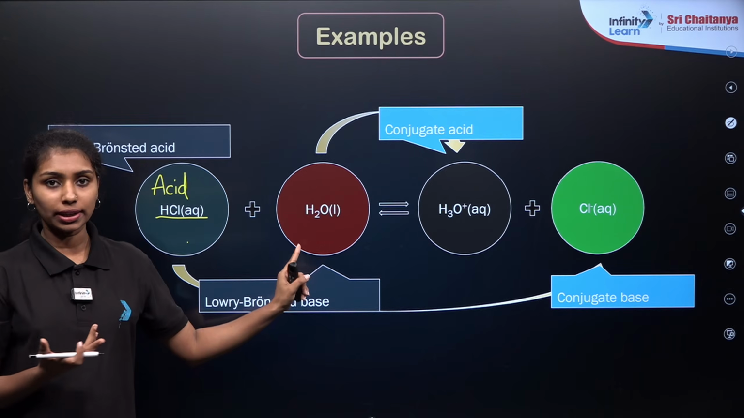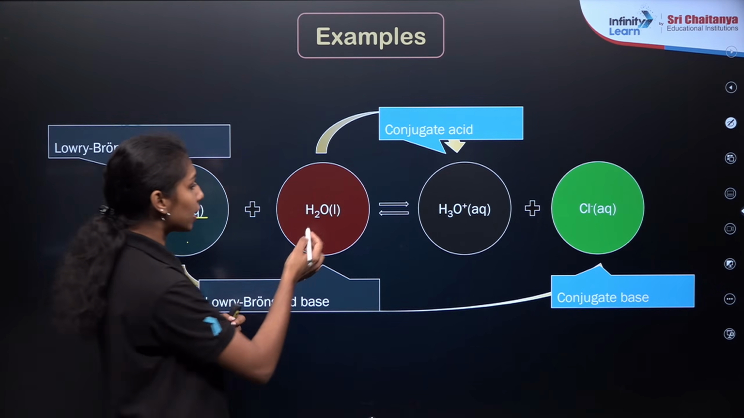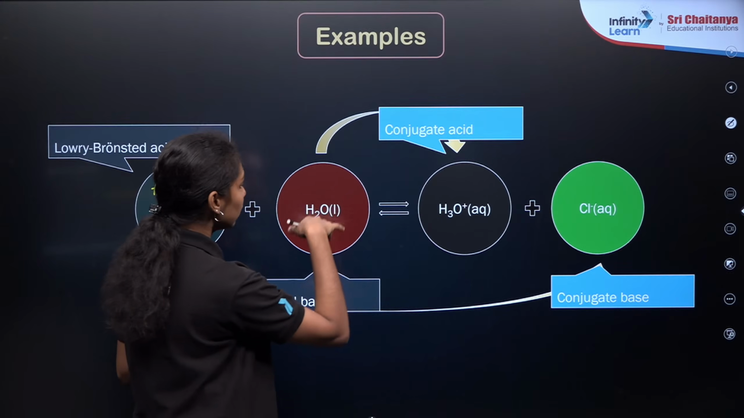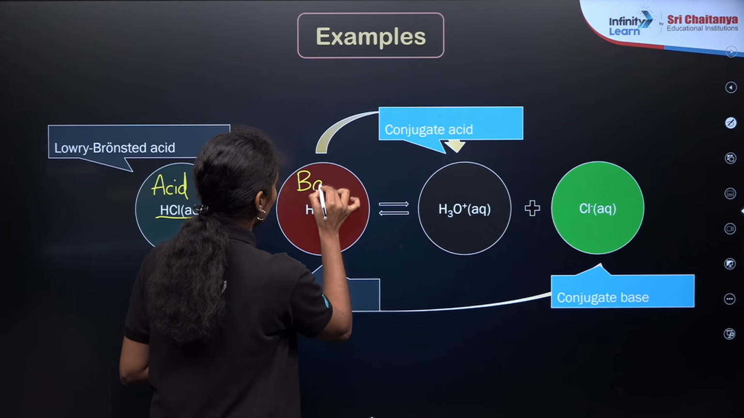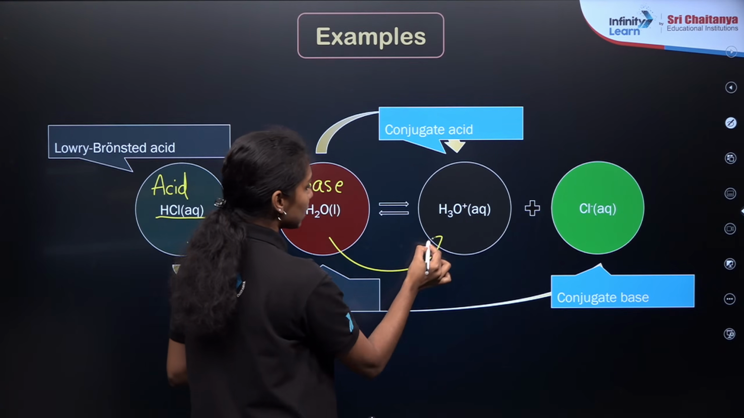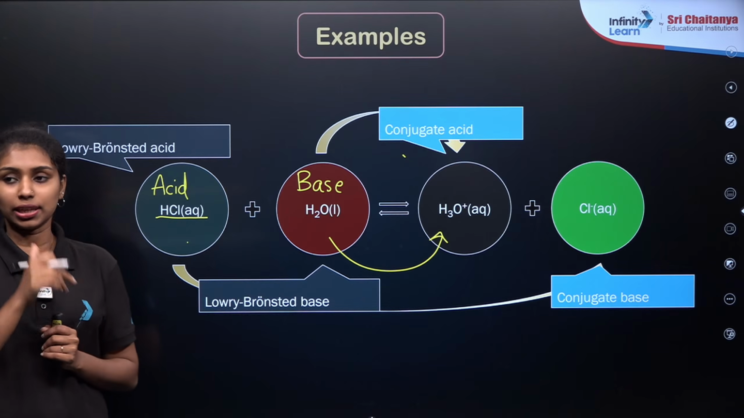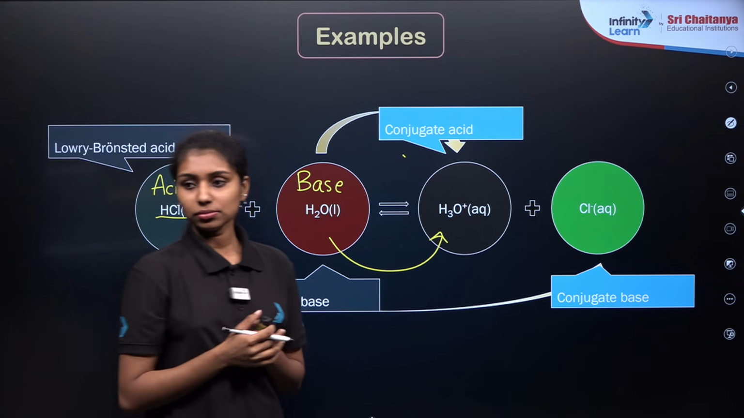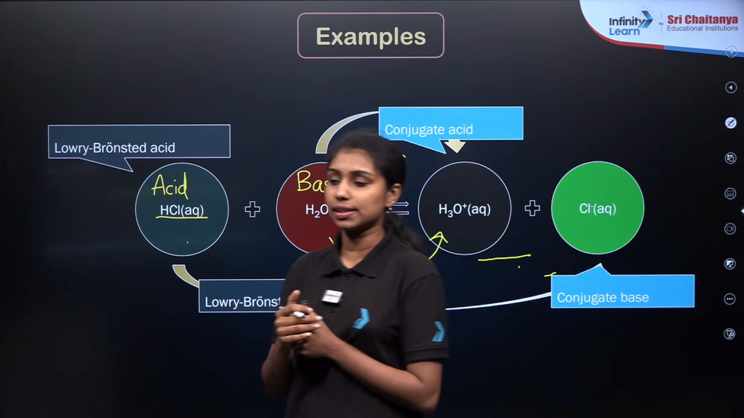Now, what is the nature of water? Is water an acid or base here? Water is forming H3O plus by accepting H plus ion, so it acts as a base here. It will form H3O plus ion, and this will be the conjugate acid of the base water. I hope you understand how to find out the conjugate acid and base pairs.